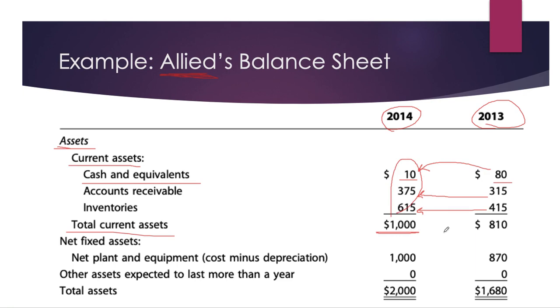By adding the units appropriately, we can see there's a significant increase from $810 million to $1 billion in terms of the total current assets. And then the less liquid assets are written. That's the fixed assets, including maybe this corporation has some plant and equipment.